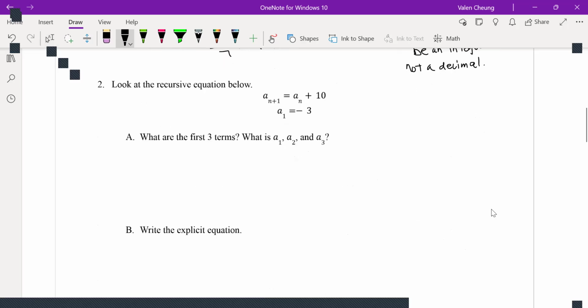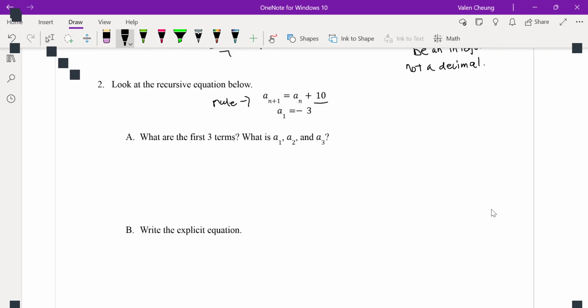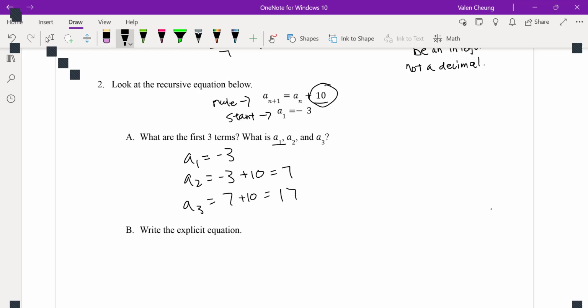Okay, part 2, recursive equation. They give us the recursive equation. Remember that this is the rule right here, that they're adding 10 each time, and then you start at a sub 1 is -3. So they already give us the first term. And to find the second term, you take the first term, and then you add the 10. You just follow the rule. Add 10 and you're going to get 7. And for your third term, you take the 7, add 10, and you get 17.